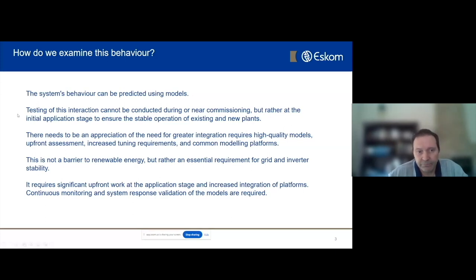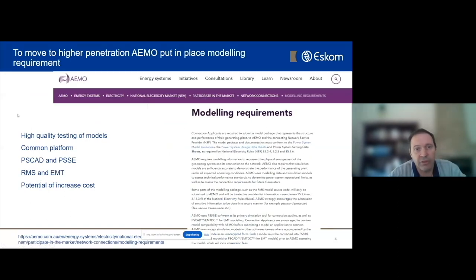Now, we had to talk about Australia. So let's have a look at what Australia does. They recognize these as critical issues, and AEMO have put into place very stringent modeling requirements. These modeling requirements require high quality testing of the models. These tests on the models themselves could take up to a year. They insist on common platforms. They insist on very high fidelity modeling in RMS and EMT.